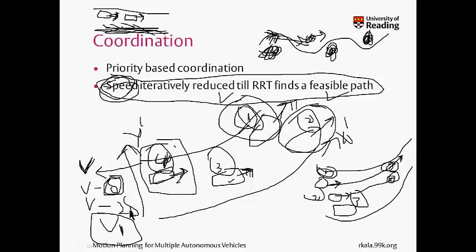So that's the way in which I fix speed. I basically start from a very high speed. I keep on reducing the speed till RRT is able to generate a feasible plan.